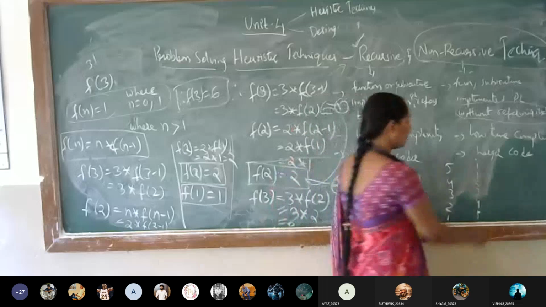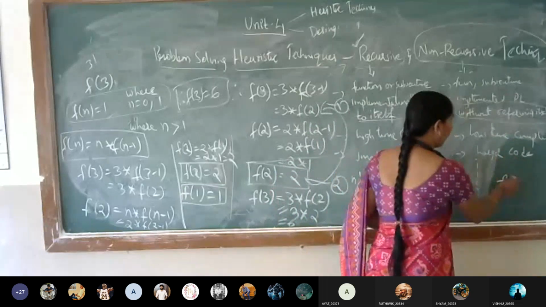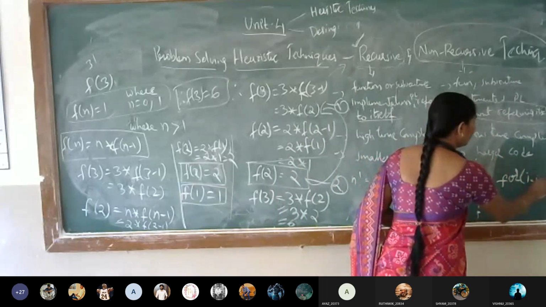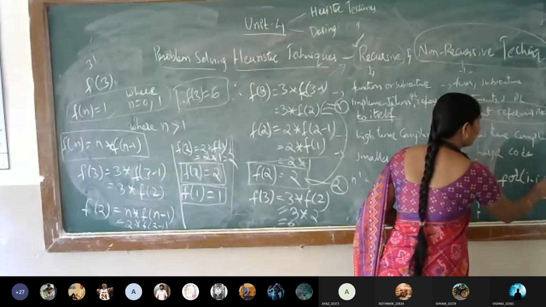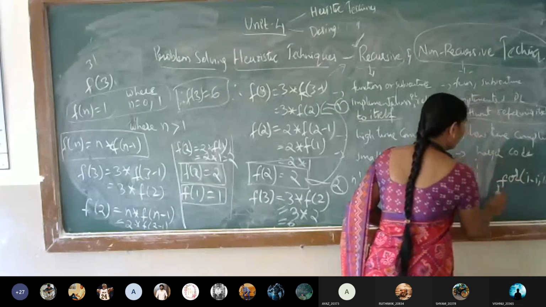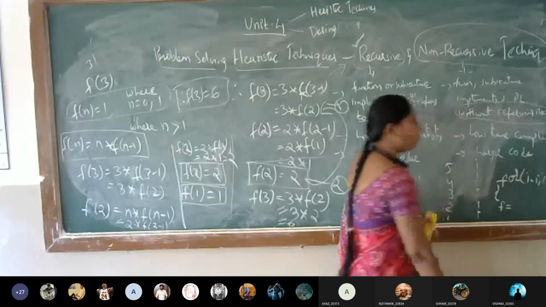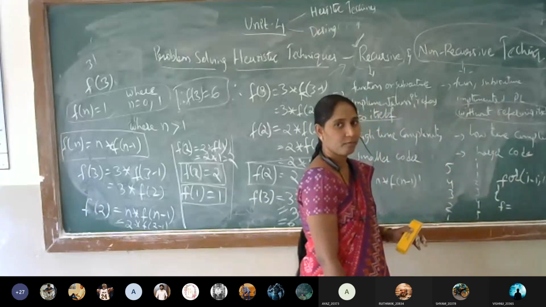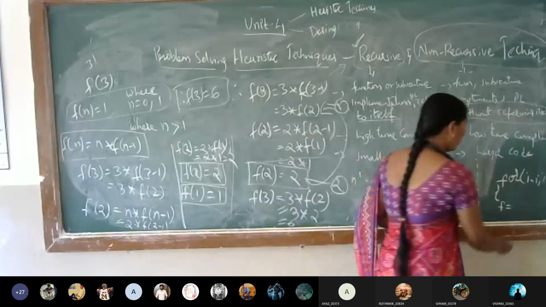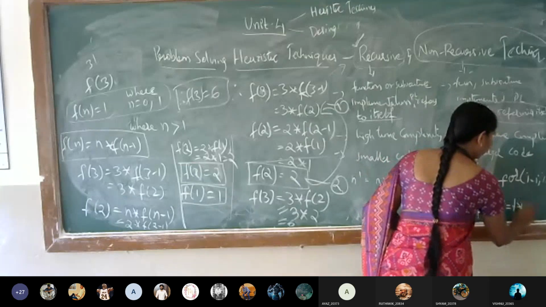So the factorial value in non-recursive I'll be taking as for i equal to 1, i less than or equal to n, i plus plus. In this I'll be specifying the factorial. I'll be taking f is equal to f into i.